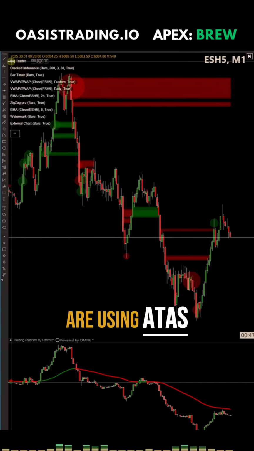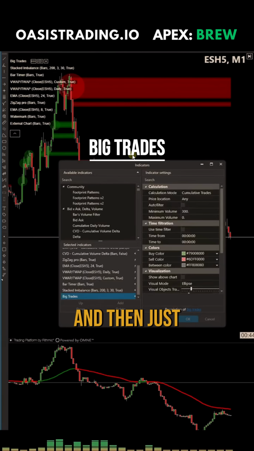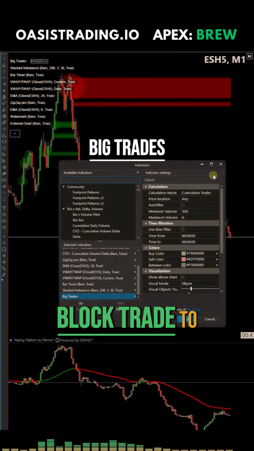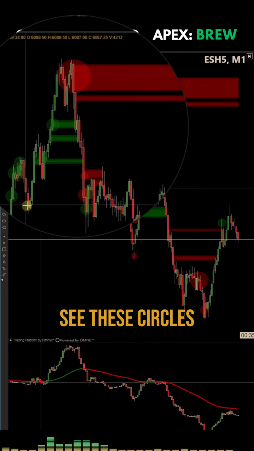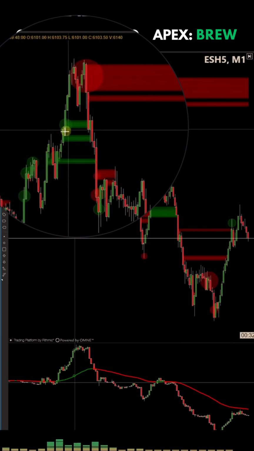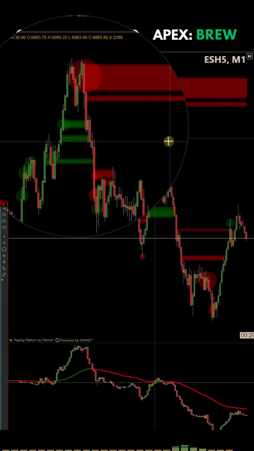If you guys are using Addis, you can use the indicator called Big Trades, and then just set that to whatever number you want the block trade to be. So for the first couple of block trades that came in today, we can see these circles here. The red circles are seller blocks. The green circles are bullish blocks.